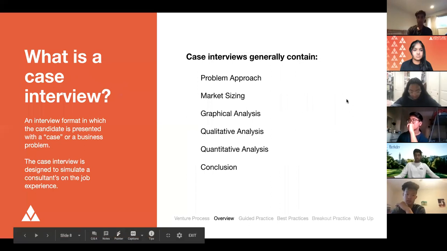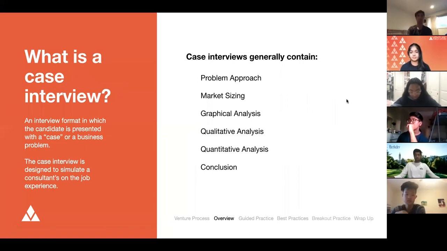So a case interview is an interview format in which the candidate is presented with a case or a business problem. The case interview is designed to simulate a consultant's experience when they're actually working on the project. And so this is kind of like a simulation of what you'll experience as a consultant in Venture. And so case interviews generally can contain these 6 aspects. There's a problem approach, there's market sizing, there's a graphical analysis, qualitative analysis, quantitative analysis, and of course, wrapping up the case. So we'll go through each of these steps one by one and show you the steps in which you should approach each of these segments and what we are looking for as well.